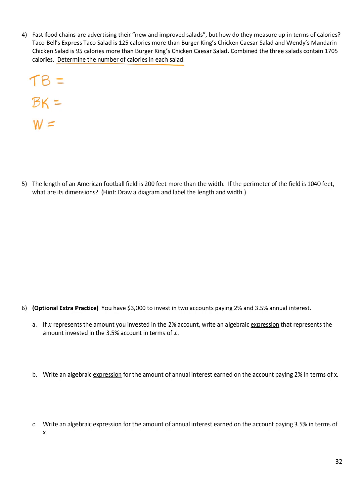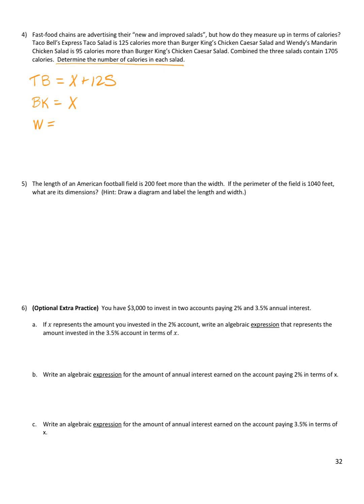So now we'll read a little more carefully and try to fill in expressions for each of the 3 salads. It says Taco Bell is 125 calories more than Burger King. So if I knew how many calories Burger King was, I could add 125 to it and I'd get the Taco Bell calories. So I'm going to let Burger King be x. We don't know what it is, but I know that if I add 125 to it, I get the number of calories in the Taco Bell salad.